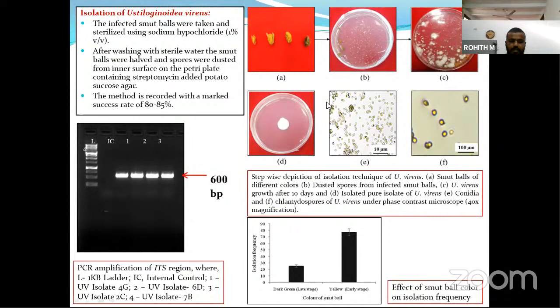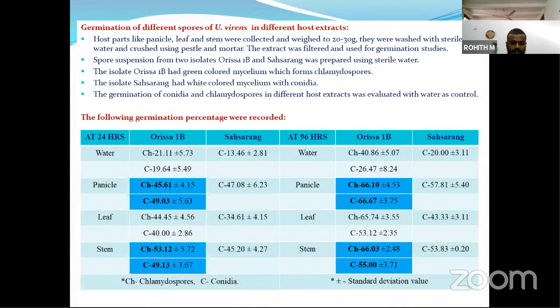The pure culture of the isolate forms a dense white colony, and the microscopical observation of conidia and chlamydospores confirmed the identity of the pathogen, and the PCR amplification of the ITS region also confirmed that the isolates are Ustilaginoidea virens. In the graph, we can see the effect of smut ball color on the isolation frequency. It is clearly seen that the use of yellow smut balls gave more than 80% success when compared to the dark green smut balls.